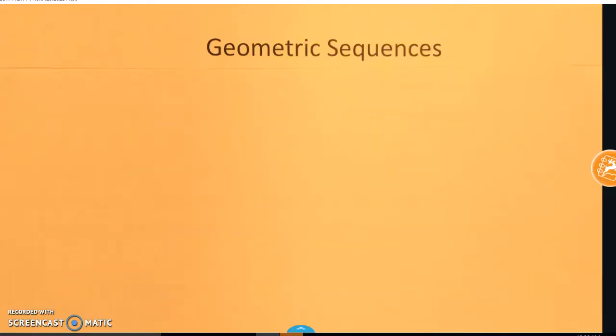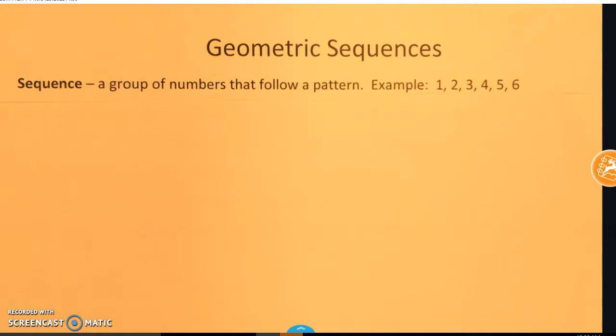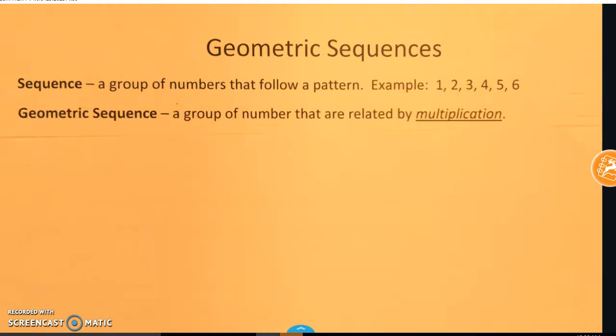All right, let's talk about geometric sequences. We talked about arithmetic sequences in the fall semester. Now we're talking about geometric sequences. So a sequence is a group of numbers that follows a pattern. For example, 1, 2, 3, 4, 5, 6. That is a sequence. Now, a geometric sequence is a group of numbers that are related by multiplication.